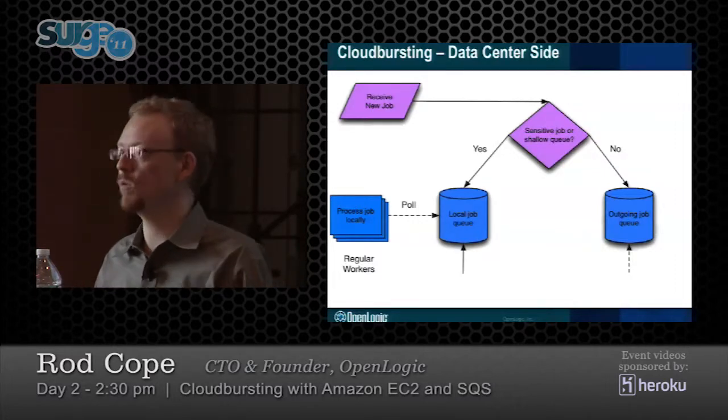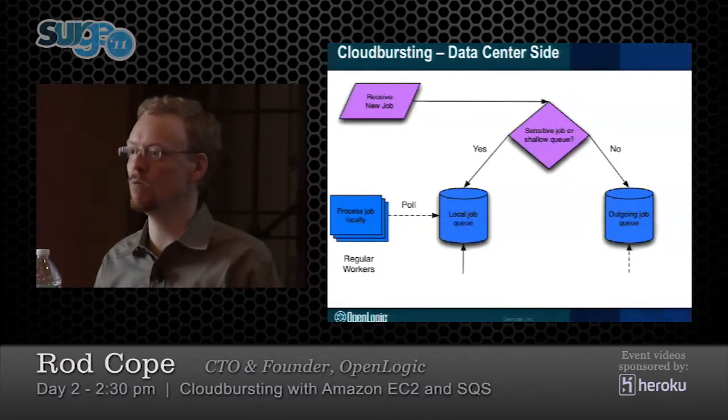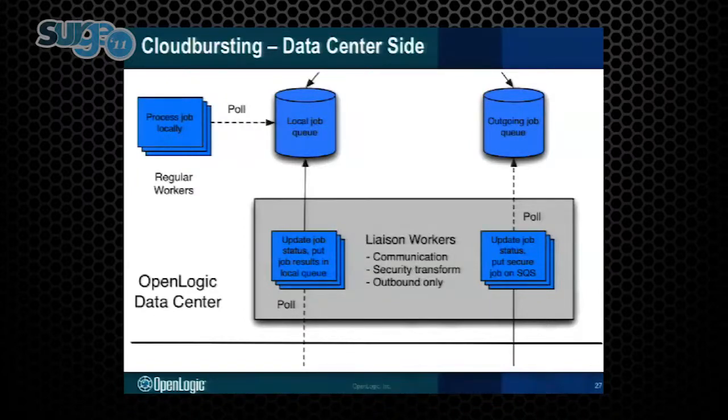Or if we have a shallow queue, we're not doing a lot, we've got internal capacity, why pay for public cloud resources, let's just do it. So if either of those is true, we put it on a local job queue in Redis and Rescue, have a worker pick it up and just do it, okay? But if the queue gets too deep or is taking too long and it's not a particularly sensitive job, it's eligible to go out. So we put it on the outgoing job queue, which gets picked up by what we call kind of a liaison worker.